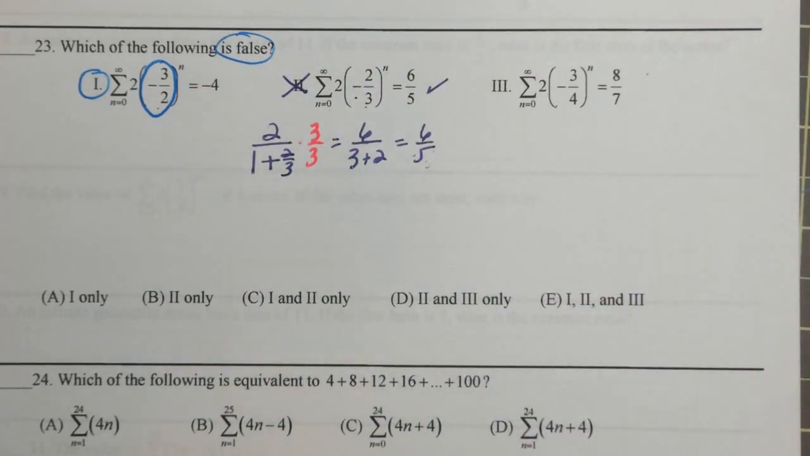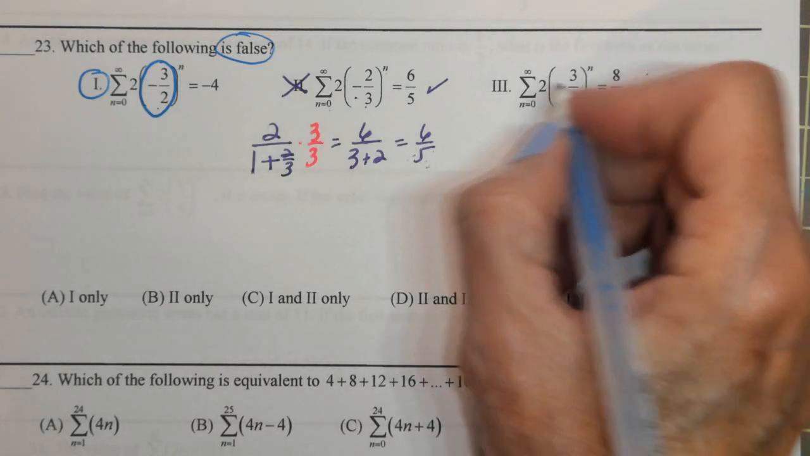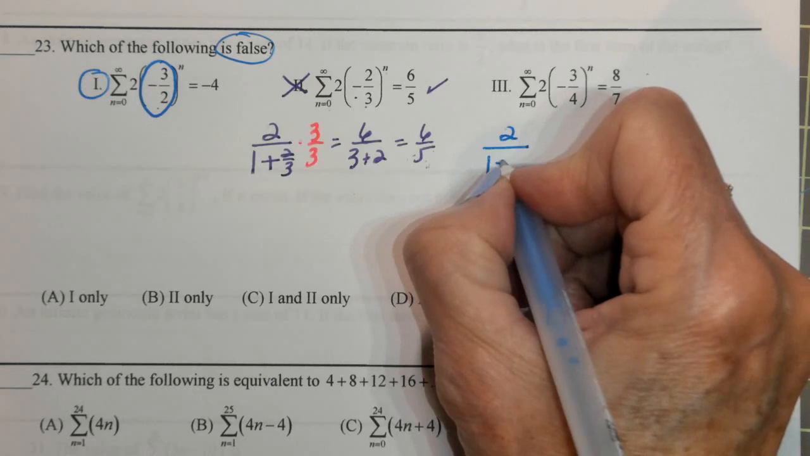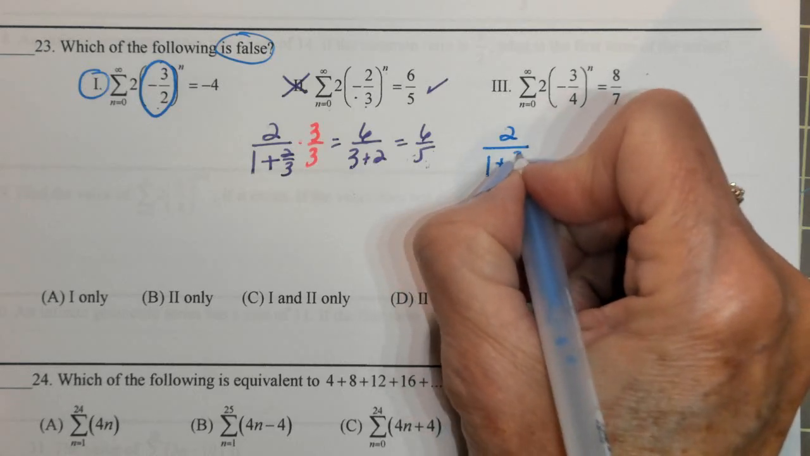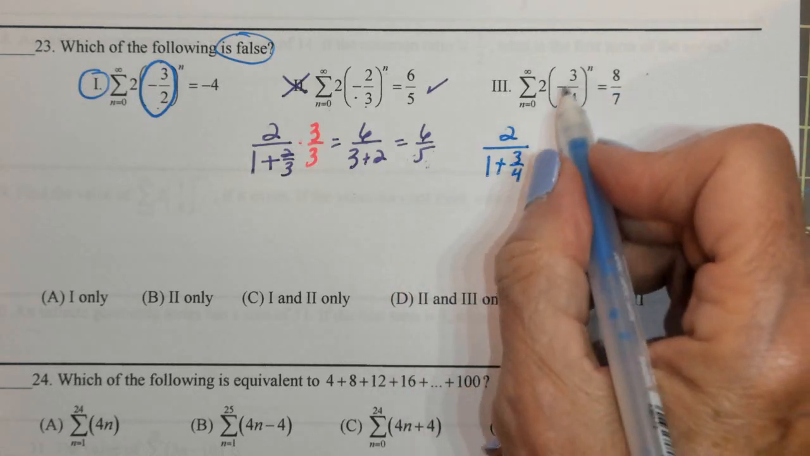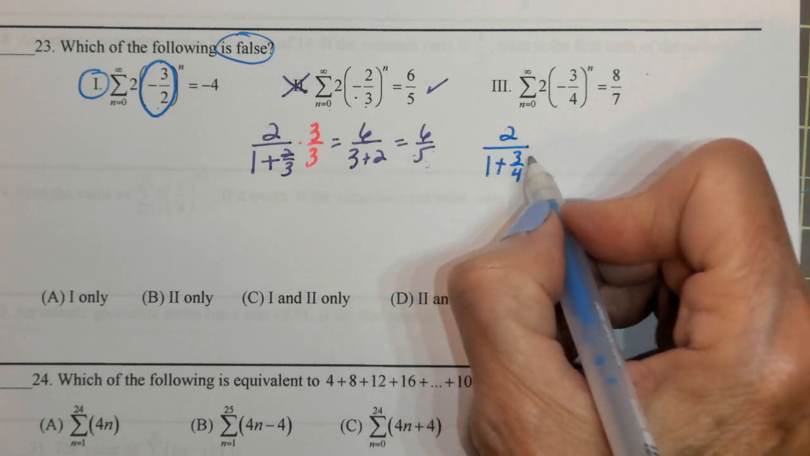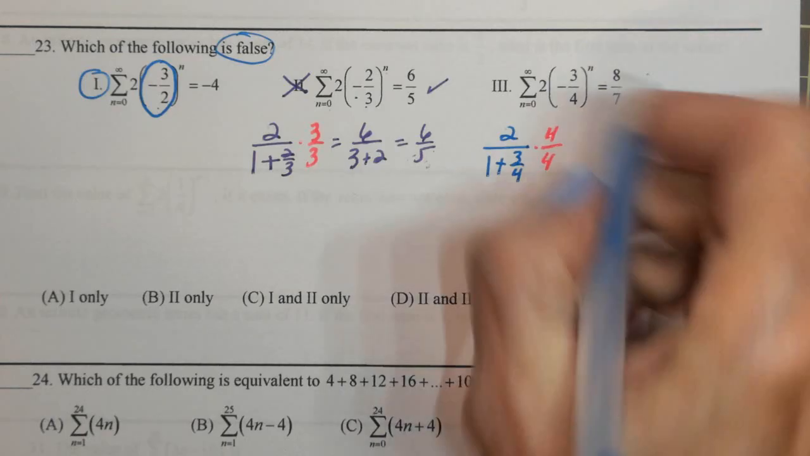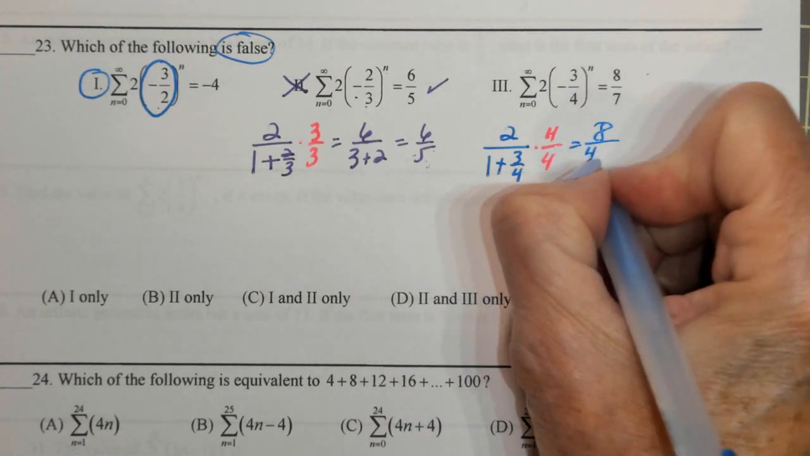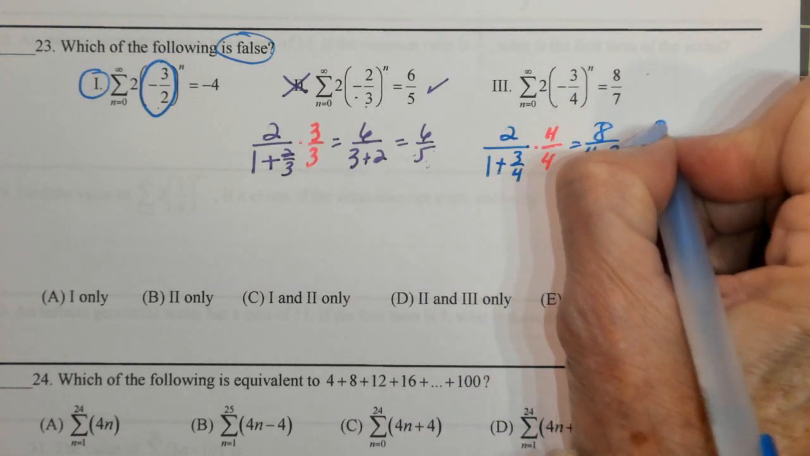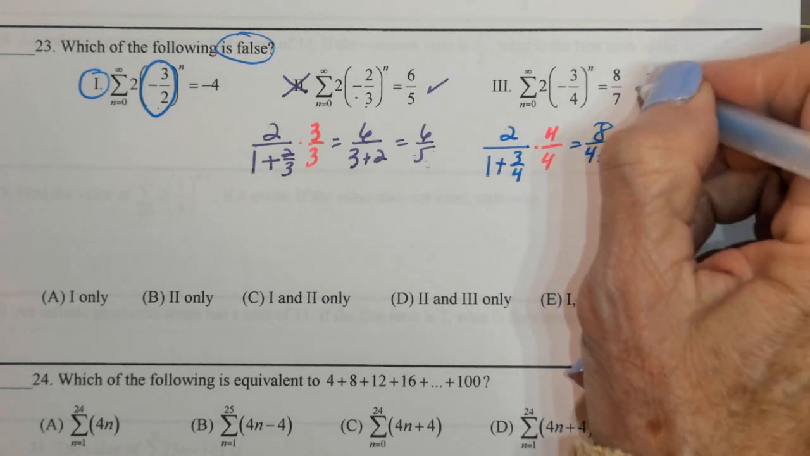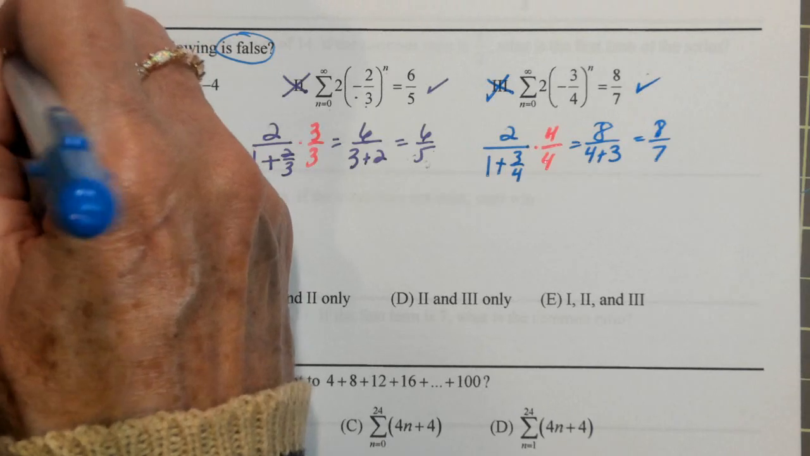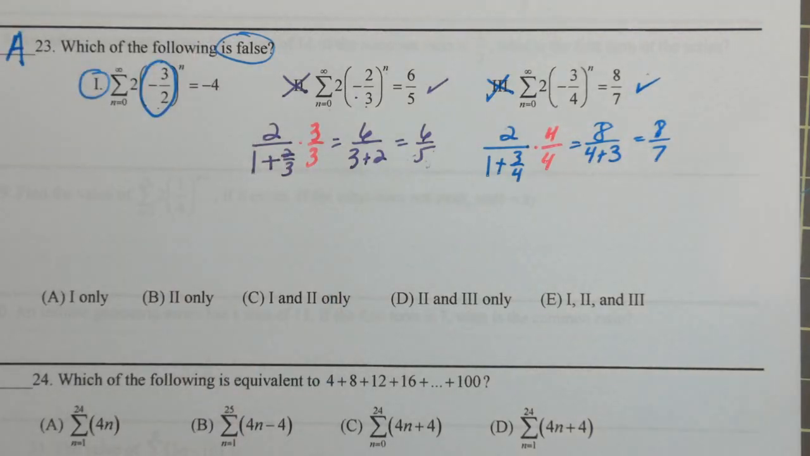Okay, next up, first term is also 2. 1 minus R. R is a negative 3/4, so 1 minus a negative 3/4. Multiply top and bottom by a 4. 8/4 plus 3. 8/7. That means it's also true. I don't want it, so only 1 is false.